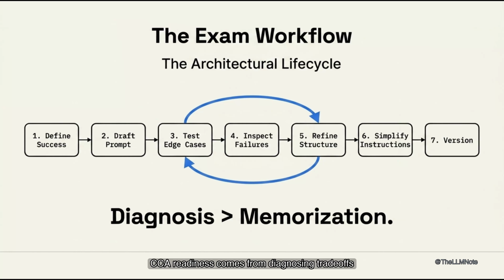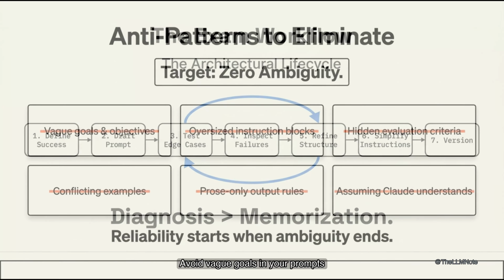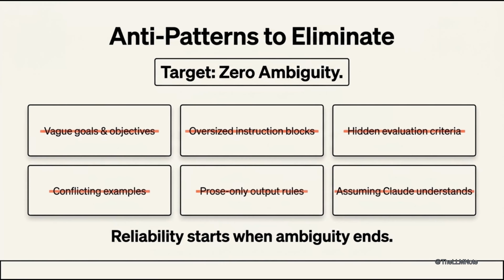CCA readiness comes from diagnosing trade-offs. It's not about memorizing magic phrases. Avoid vague goals in your prompts. Don't use oversized instruction blocks. Never hide evaluation criteria. Eliminate conflicting examples. Avoid prose-only output rules. Stop relying on Claude understanding implied meaning. Reliability begins by removing ambiguity early.